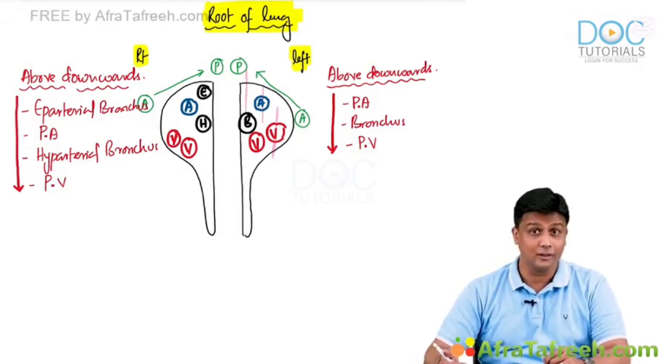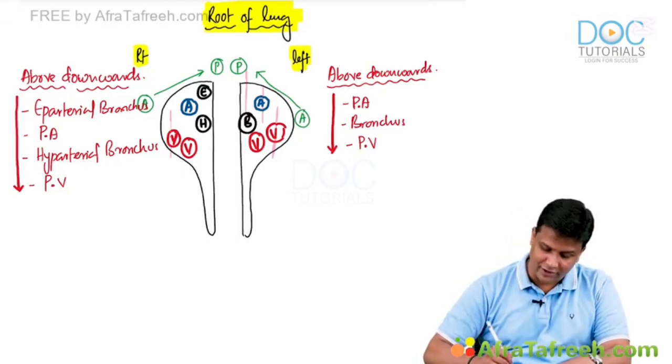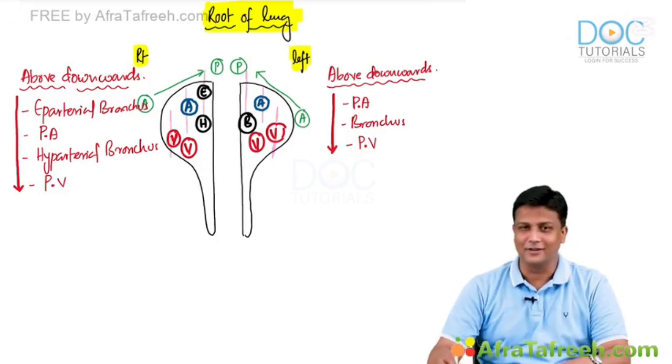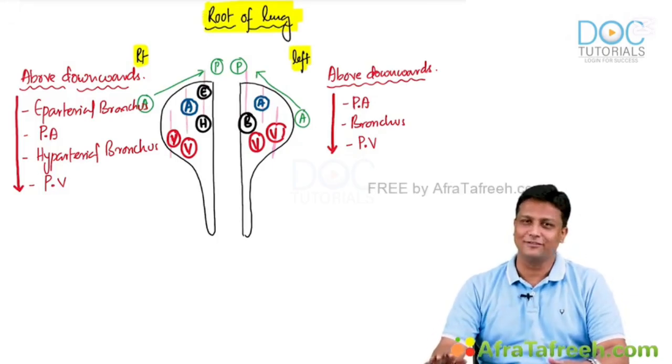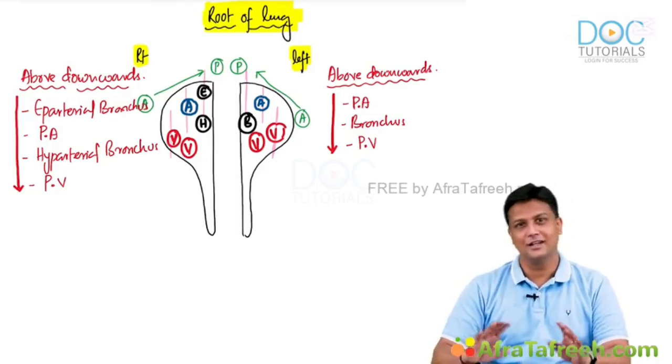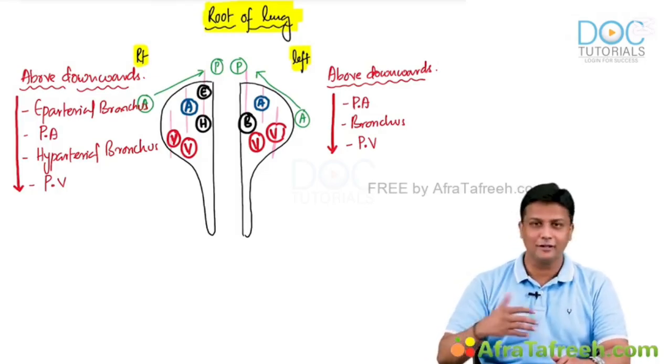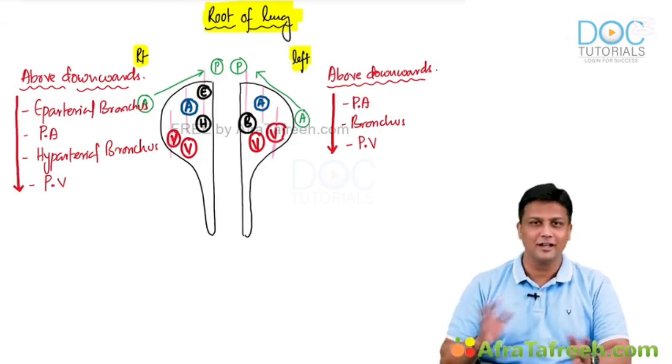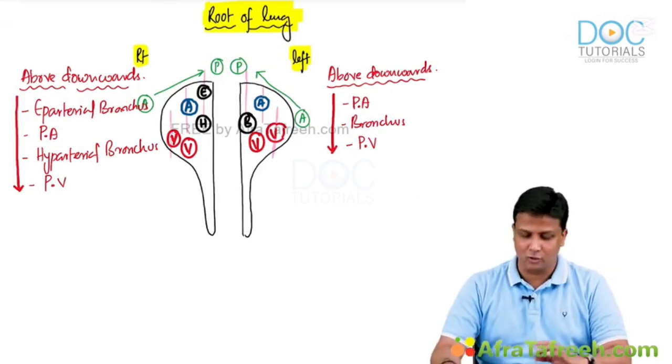Similarly, towards the right lung now. In the root of the right lung, first you will have the vein, and then again the artery, and again the bronchus. Oh my God. Thank God, finally something is easy here. The antero-posterior arrangement in both the roots is the same. It's vein, artery and bronchus, and vein, artery and bronchus in the root of both the lungs.